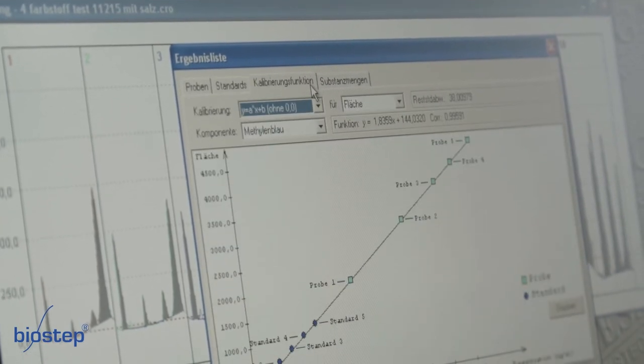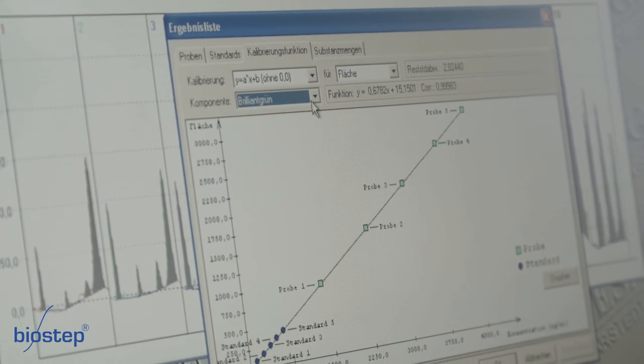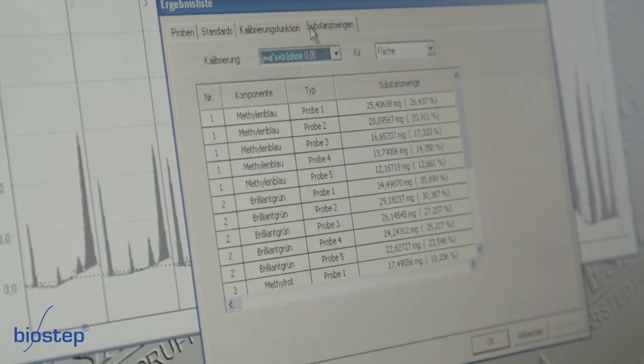Standard substances of known concentrations can generate straight calibration lines, which enable the calculation of amounts and concentrations of unknown samples.